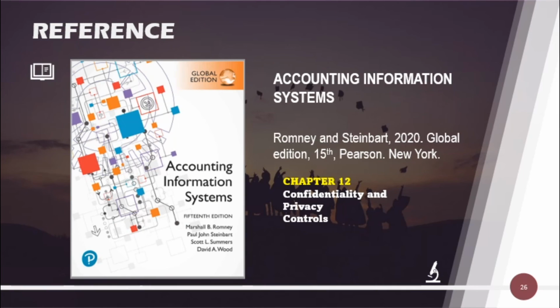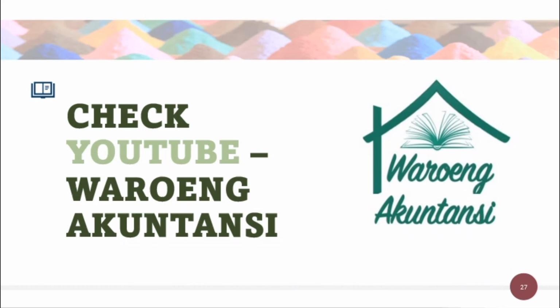So that is the end of chapter 12, and the reference is Accounting Information Systems by Romney and Steinbart, 2020. You can see in chapter 12 about confidentiality and privacy. I hope you can now understand the difference between confidentiality and privacy, and also how to secure confidential documents and the privacy of personal information.